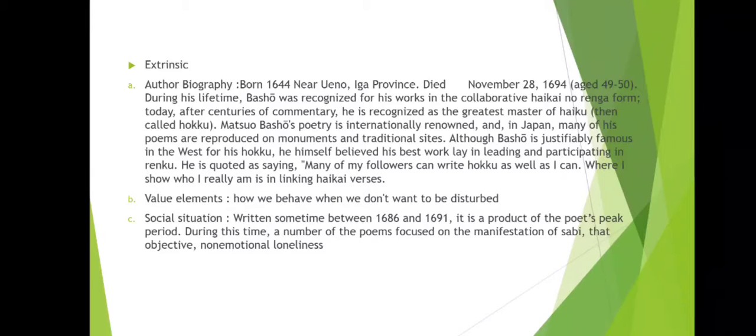Next, social situation. Written sometime between 1686 and 1691. It is a product of the peak period. During this time, a number of the poems focus on the manifestation of sabi, that objective, non-emotional loneliness.